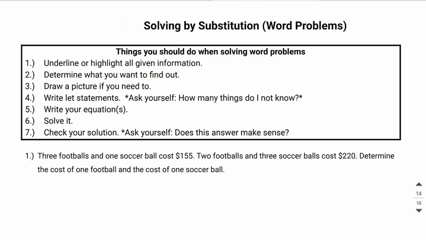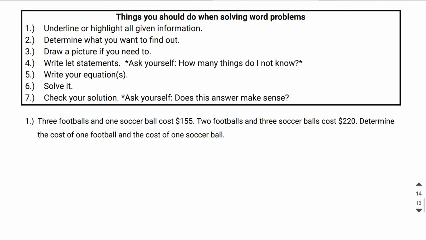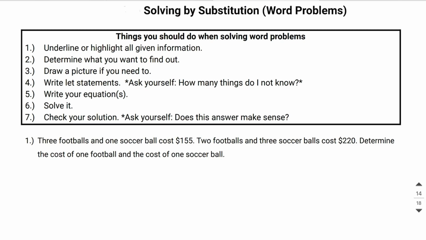Hey everyone, this video is on solving word problems by substitution. And there is a list of things that you should do to help you out when you're solving word problems. We talked about this in the last video. Step one says to underline or highlight any key information.